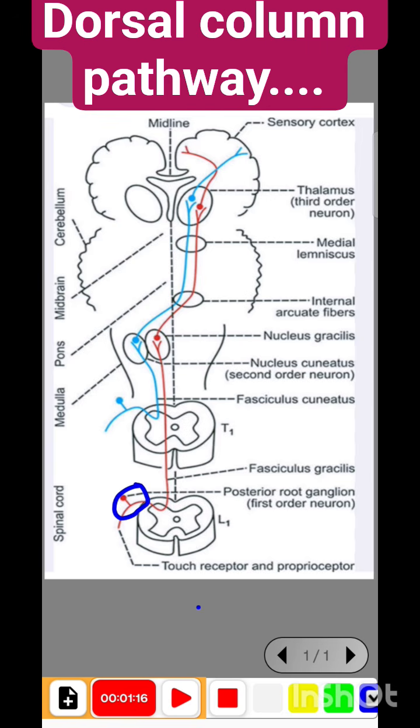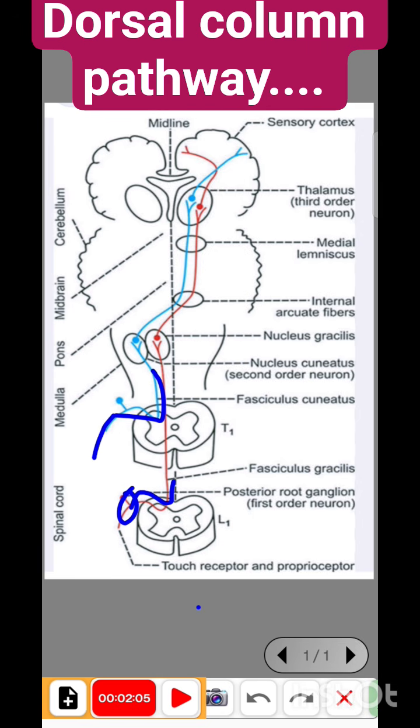nucleus or cell body in the dorsal root ganglion. Their peripheral processes carry the sensation from the receptor, and their central processes, through the dorsal root, enter into the dorsal column of the spinal cord. The sensation from the lower limbs and lower trunk, that is below T6 level, is carried by the fibers from this dorsal root ganglion, and these fibers mainly enter into the Fasciculus Gracilis, which is present medially. The sensation from the upper limb and upper trunk above T6 is carried by Fasciculus Cuneatus, which is present just lateral to the Fasciculus Gracilis.